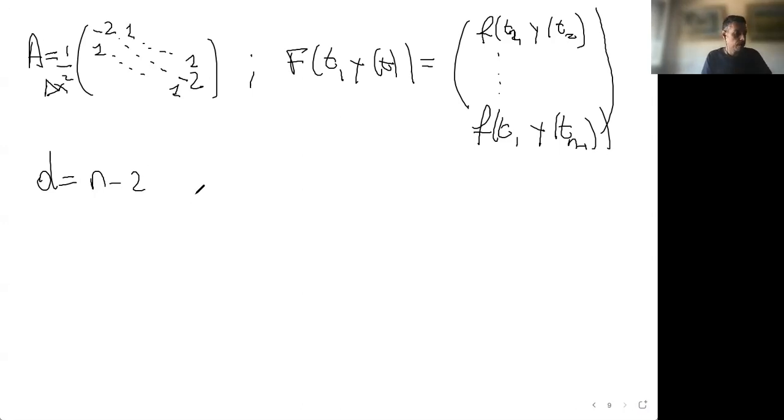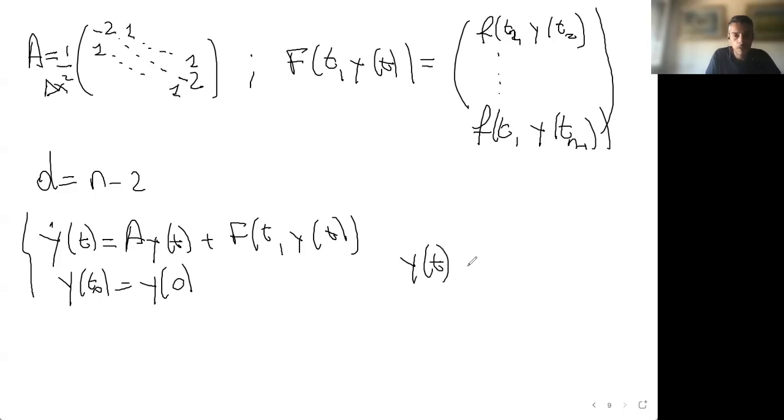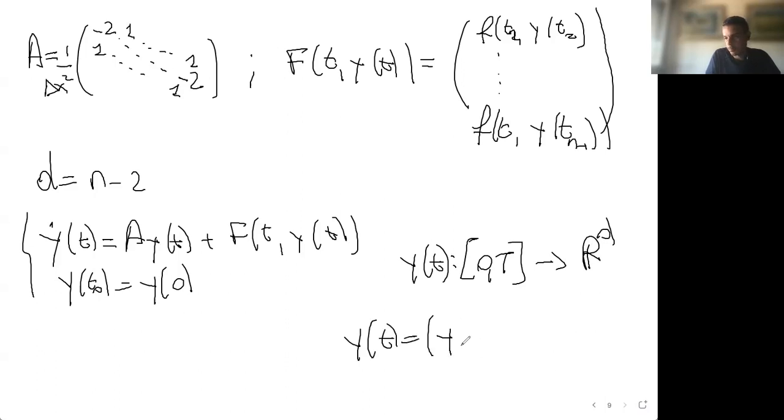So in this way, we are setting something which I called the semi-discretization of the parabolic PDE plus f of t, y of t. y of t0 is going to be y of 0, and the vector y of t, now this is a function from (0,T) with values in Rd, where each component is given by y2 of t up to yn minus 1 of t transpose.